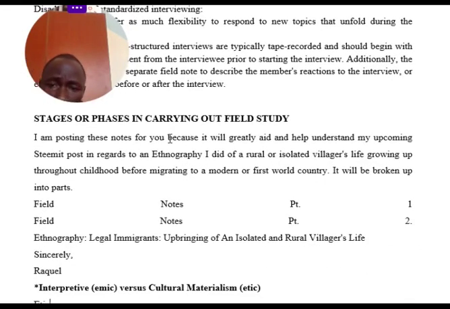Then we shall be looking at the stages or phases in carrying out a fieldwork study, where we shall be picking up next time from. For now, I beg we stop here and we shall meet next time.